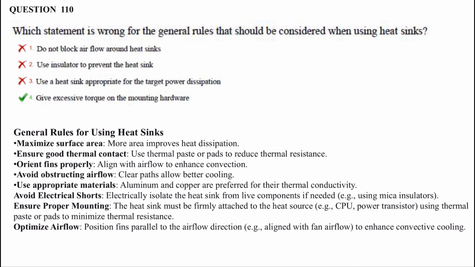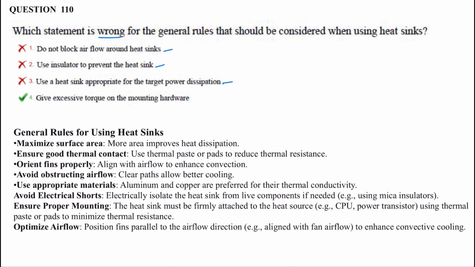Question number 110. Which statement is wrong for the general rules that should be considered when using heat sinks? So statement 1, do not block airflow around the heat sinks. This statement is correct. In the question they ask you to find the wrong statement. Statement 1 is correct. Use insulator to prevent heat sink. This is also correct. Use heat sink appropriate for target power dissipation. Correct. Give excessive torque on the mounting hardware. This statement is incorrect as per the question. Wrong statement is option 4.